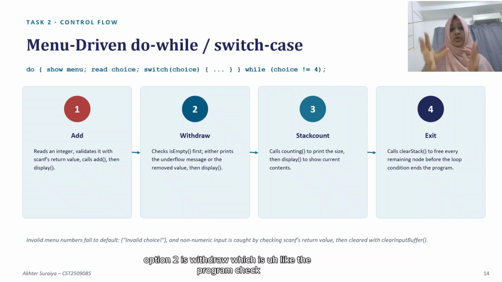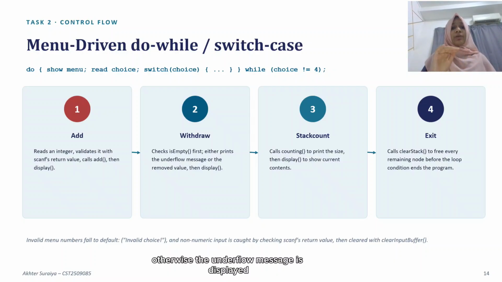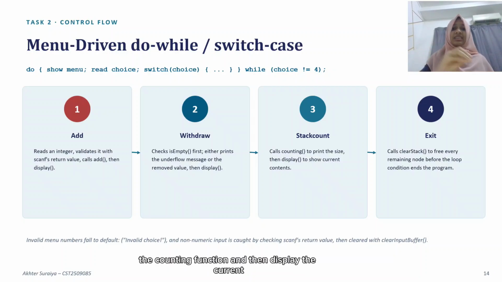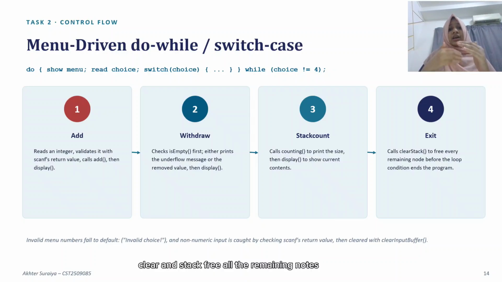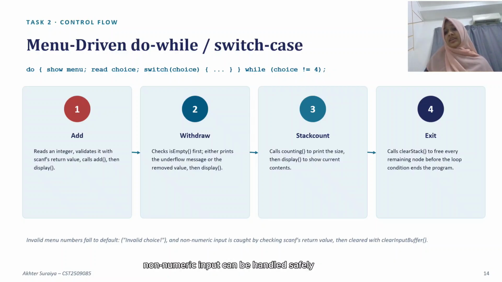Option 2 is withdraw, where the program checks whether the stack is empty or not. If it contains a value, the top item is removed, otherwise the underflow message is displayed. Stack count calls the counting function and then displays the current stack. In the exit option, before ending the program, clear stack frees all the remaining nodes. The default case handles invalid menu numbers, and the program also checks the return value of scanf, so non-numeric input can be handled safely.